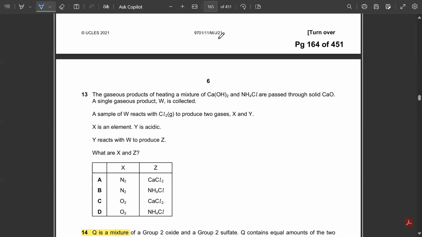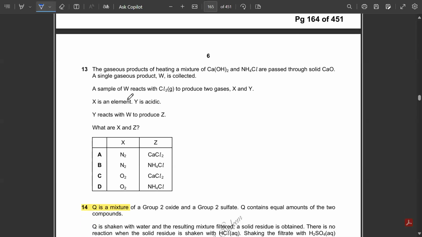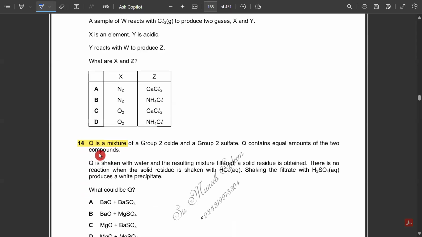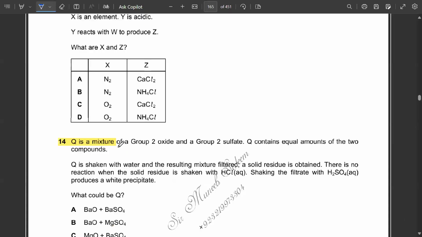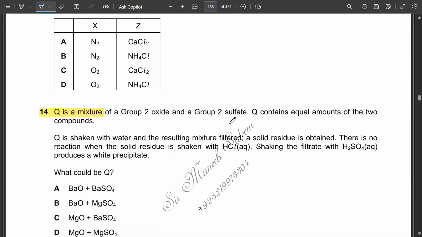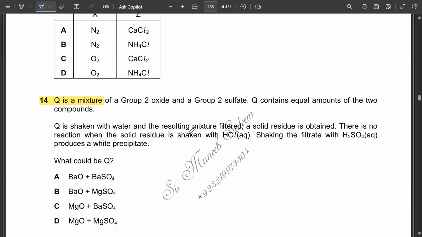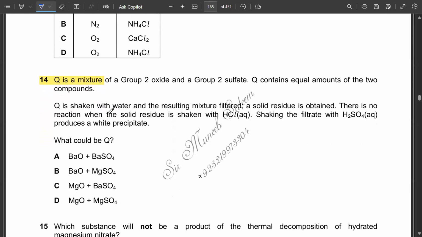Now, our next question is from May June 2021, and question number 14. It says Q is a mixture of group 2 oxide and group 2 sulfate. Q contains equal amounts of the two compounds. Q is shaken with water and the resulting mixture filtered. A solid residue is obtained. There is no reaction when the solid residue is shaken with HCl aqueous. Shaking the filtrate with sulfuric acid produces a white precipitate. What could be Q?